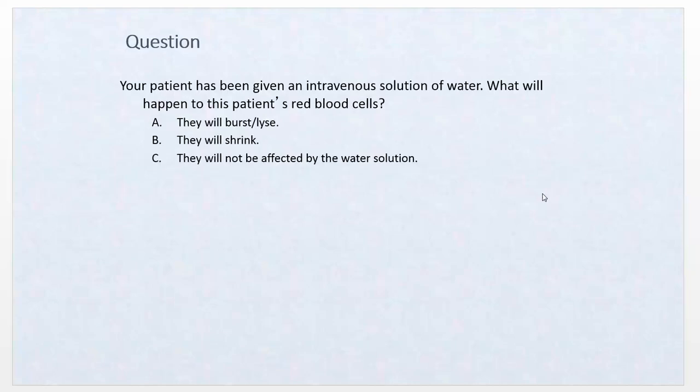Your patient has been given an intravenous solution of water. What will happen to the red blood cells? Okay, so here's a red blood cell, and before you've given it the water, the concentration inside and outside is the same. You're in an isotonic solution. Well, guess what? When you put in water, you're effectively diluting the outside part of the cell. If you add water that doesn't have enough dissolved particles in it, all of a sudden now you have a hypotonic solution.